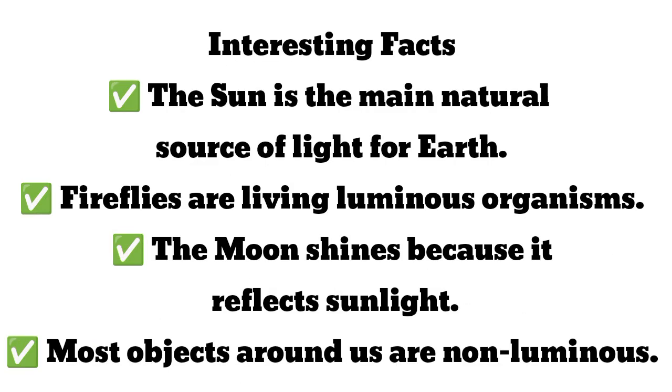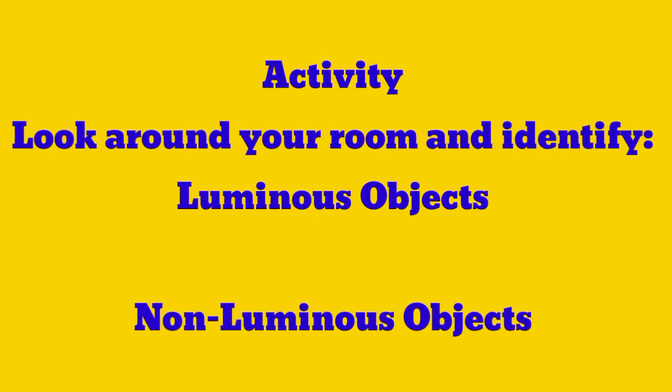Some interesting facts. The sun is the main natural source of light on earth and it is luminous. Fireflies are living luminous organisms. The moon shines because it reflects sunlight. Most objects around us are non-luminous, and we are able to see them because the light of a luminous body falls on them.